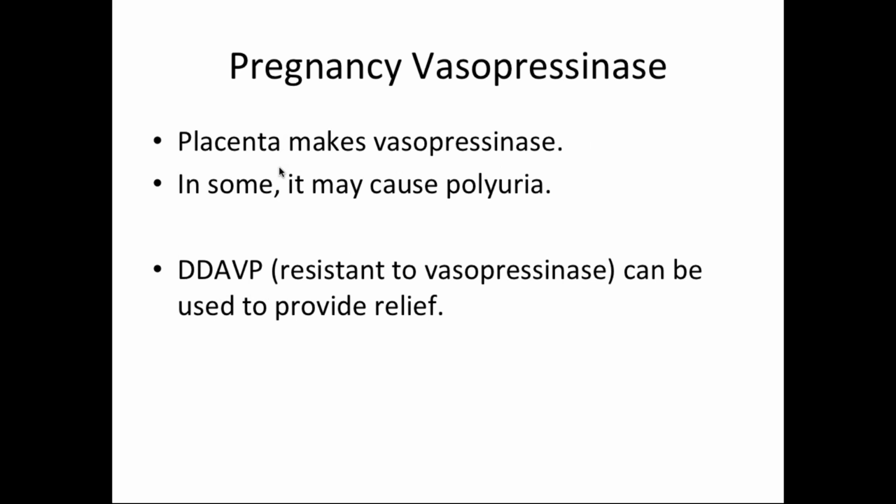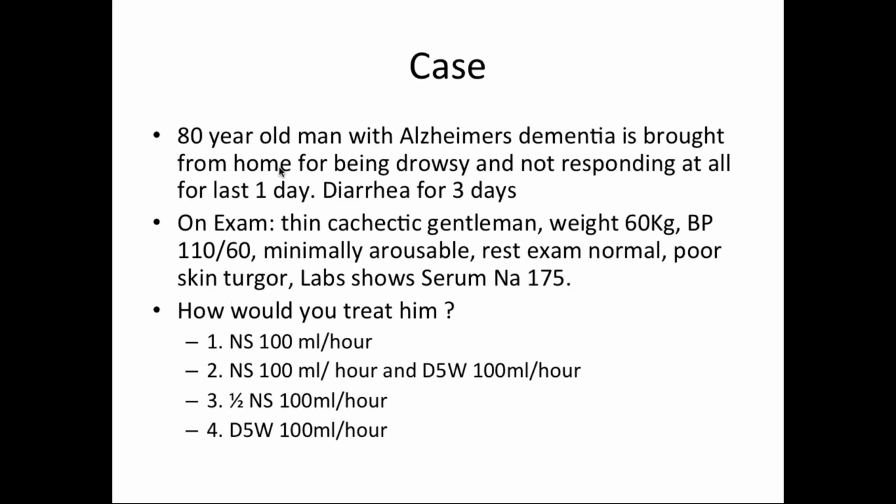Another point of note is pregnancy. In pregnancy, the placenta makes a vasopressinase, and in some it may cause polyuria. And if you just give them plain vasopressin, the vasopressinase would be able to target that as well. However, DDAVP is resistant to this vasopressinase, and so can be used to provide relief from the polyuria and the nocturia for the pregnant patient.